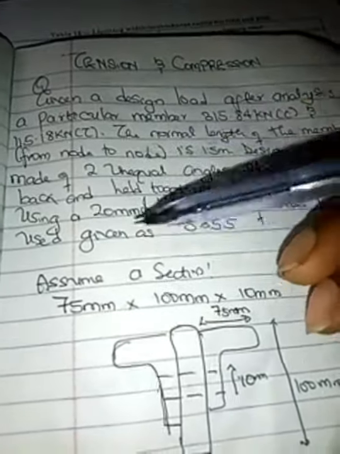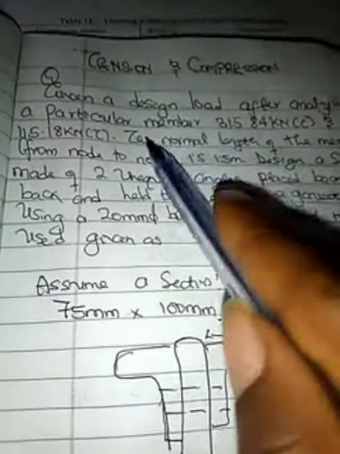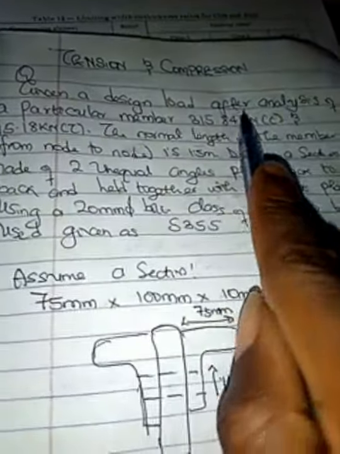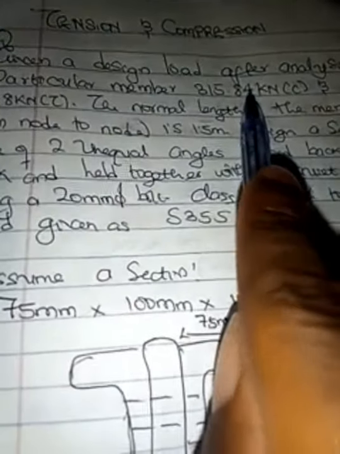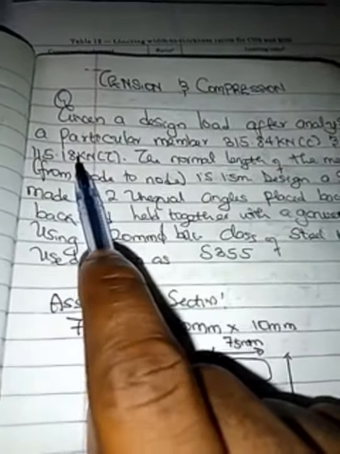The next thing we are moving to is our tension and compression. In our tension and compression, we always calculate for our compression capacity and our tension capacity. Those are loads. They've given us a design load here, and after analysis, we are told that the compression member is 315.84 and the tension member is 115.18.